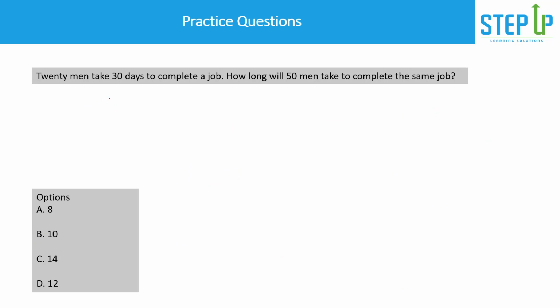Okay, so this says 20 men take 30 days to complete a job. Now simple, how do we calculate work? Work is the number of men into their efficiency, and into the number of days they work. If they give hours also, we can take hours as well. But this is typically the formula. Very, very simple. This is all common sense.